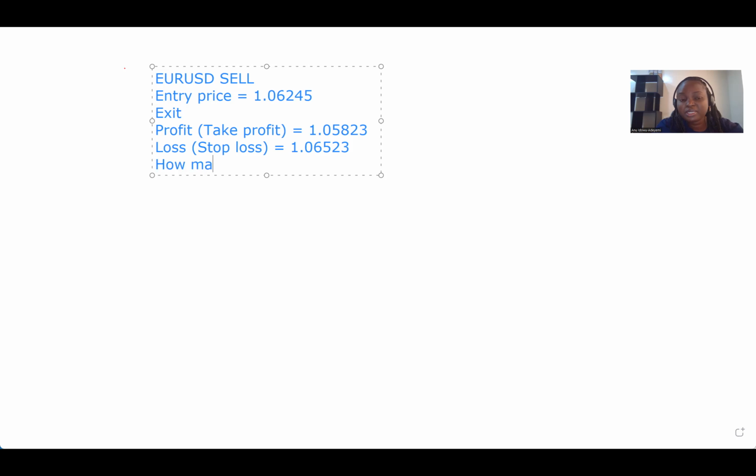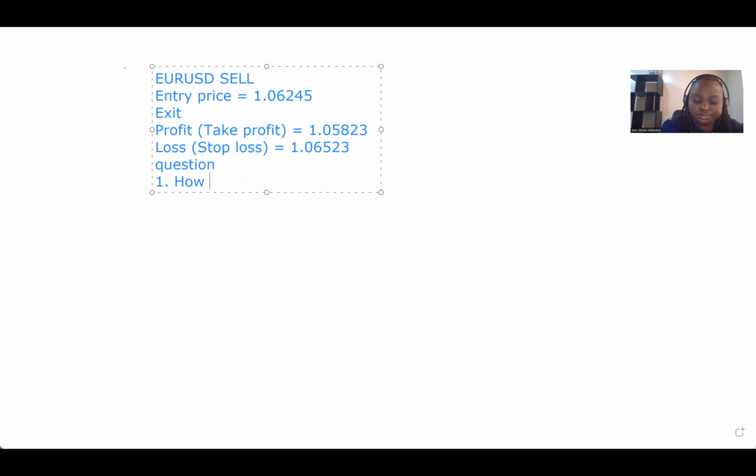When you have these parameters, these are the different questions you should be able to answer even before entering the trade. Let's assume there are some questions you should be able to answer before entering this trade. Number one, how much will I be making if I take this trade?